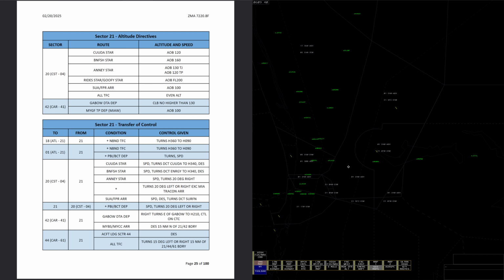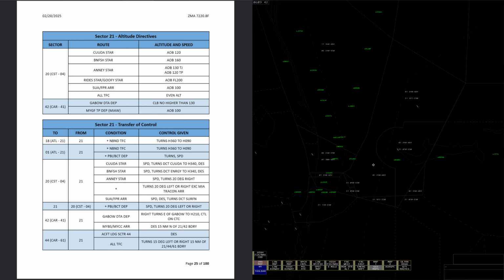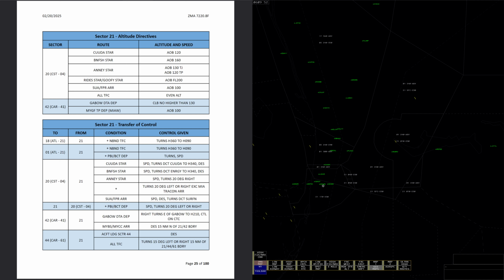Additionally, traffic landing Palm Beach approach airspace, including Stewart, Fort Pierce, and Vero Beach, must be descended before handing off to Sector 20. Gabo departures out of the Miami Tracon must be climbed no higher than 13,000 feet, and Freeport turboprop departures must be left at or below 10,000 feet.